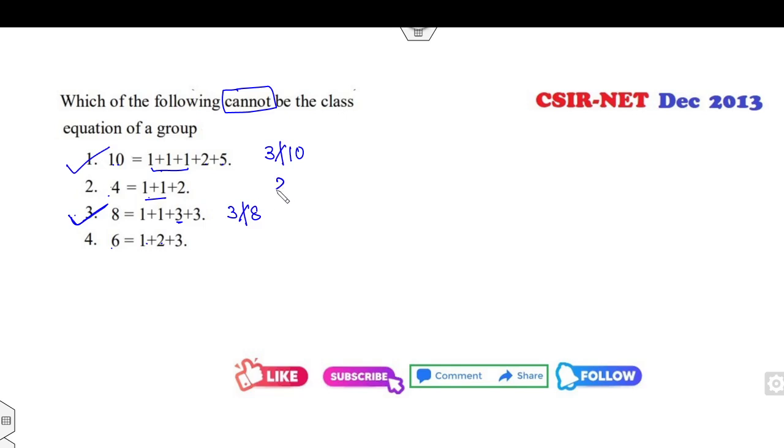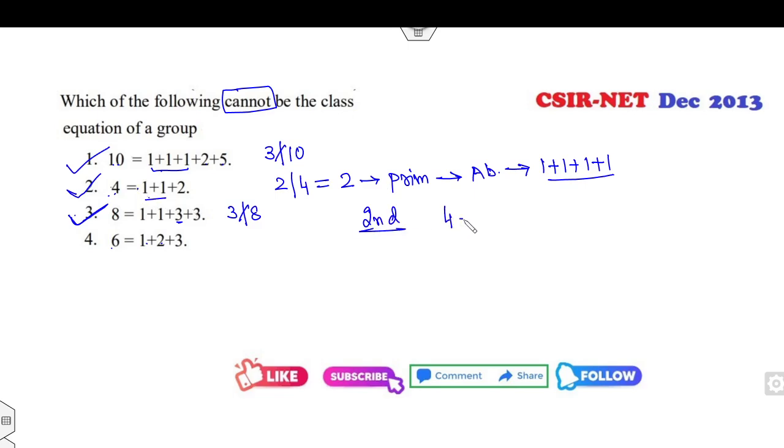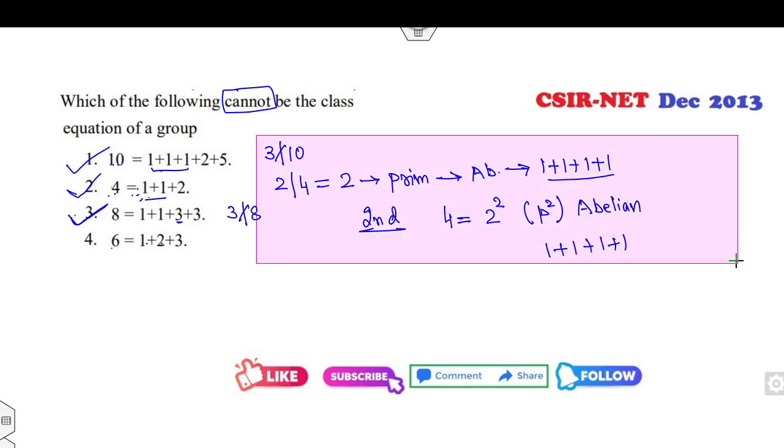Count the ones: 2. 2 divides 4. Yes. What is the quotient of this? 2. And 2 is my prime number. So it's a prime. That means it is abelian. So once it is abelian, your class equation will only be 1 plus 1 plus 1 plus 1, 4 times. So this is not the class equation. Second method, how you can check this 4? I can write this number as p square. Every group of order p square is abelian. So that means the class equation is again 1 plus 1 plus 1. So this option is also cancelled.